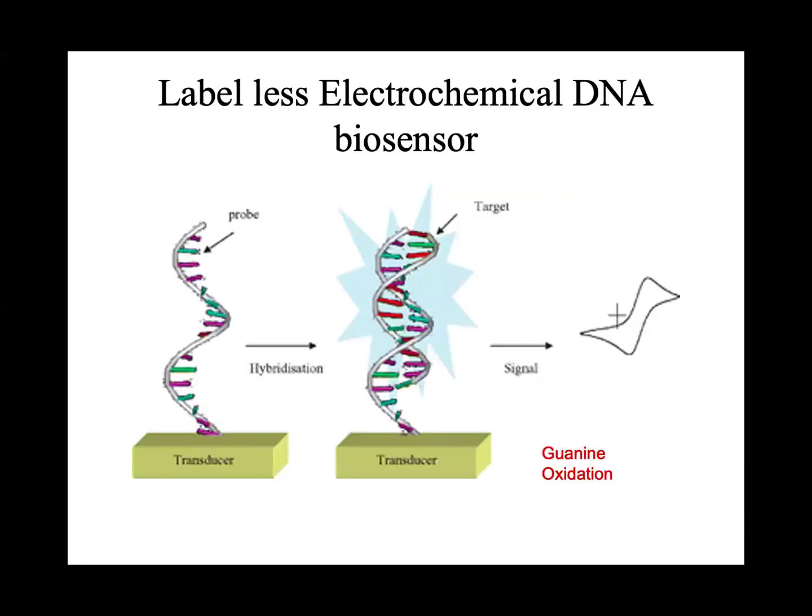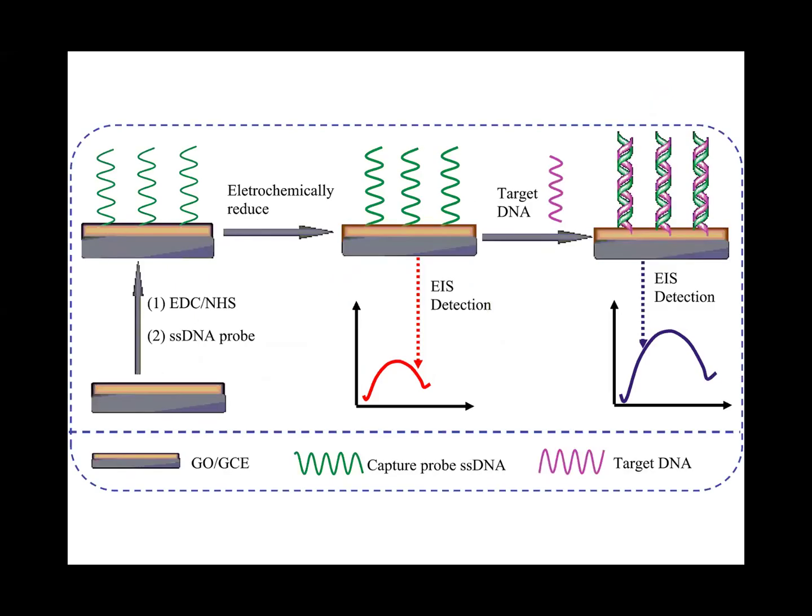Now there are also techniques that we can use apart from labeling, because labeling can be a difficult process. It requires time. It is called a label-less electrochemical DNA biosensor. So there are different techniques, for example what we call EIS, electrical impedance technique.